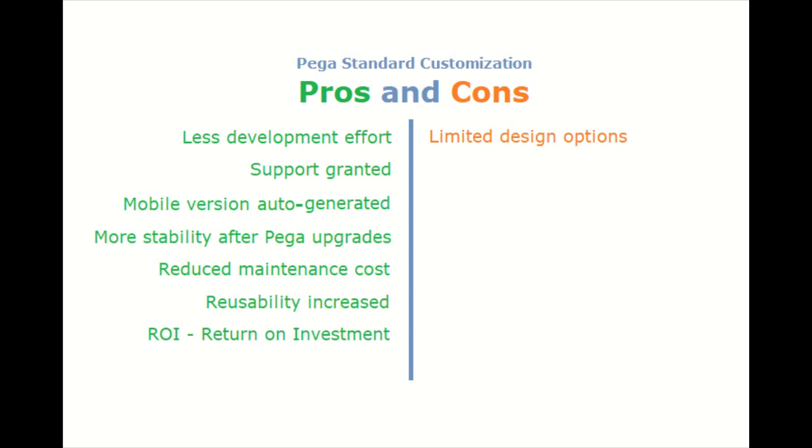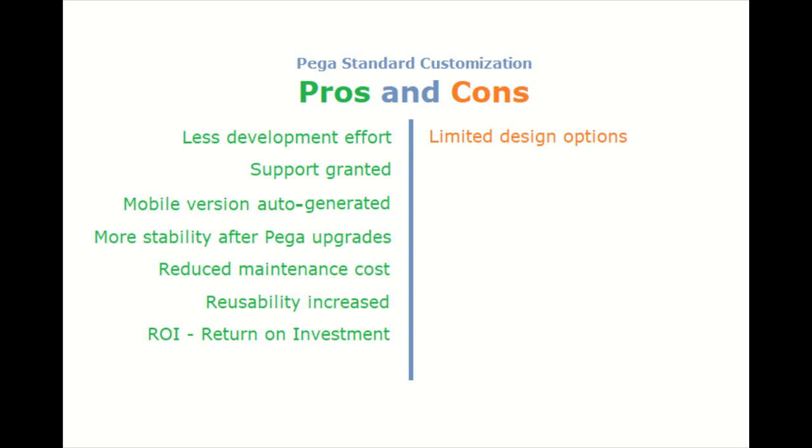Reduced maintenance cost: an application that was created with out-of-the-box components is easier to maintain than one with customized controls with HTML and JavaScript. And normally, any resource can work on out-of-the-box components, but if you have a custom component, maybe you need a specialized resource to maintain that component. Usability increased: it's easy to create and use reusable templates with out-of-the-box components, but a custom component should be well designed to mitigate further reusability issues.